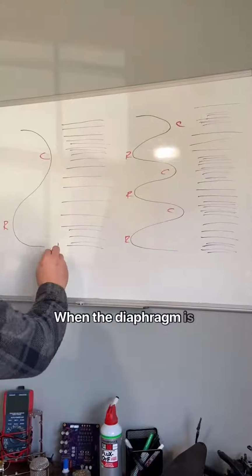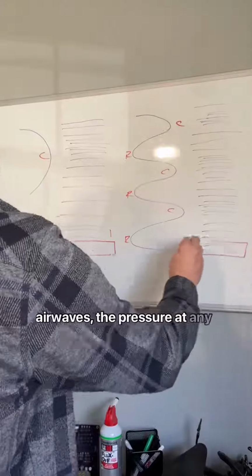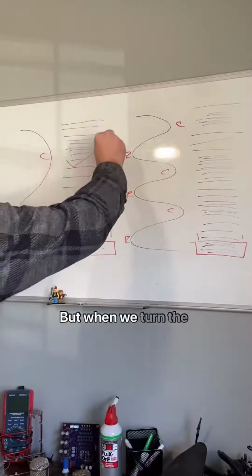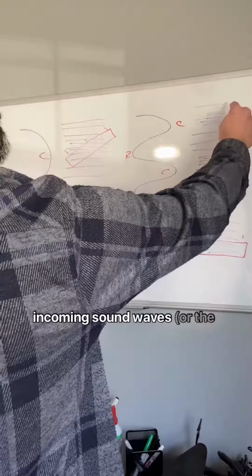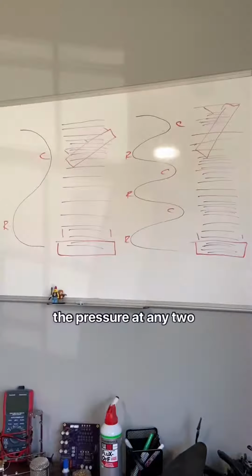When the diaphragm is straight on to the incoming airwaves, the pressure at any point on the diaphragm is the same. But when we turn the diaphragm at an angle to the incoming waves, or the angle of sound incidence, the pressure at any 2 points will be different.